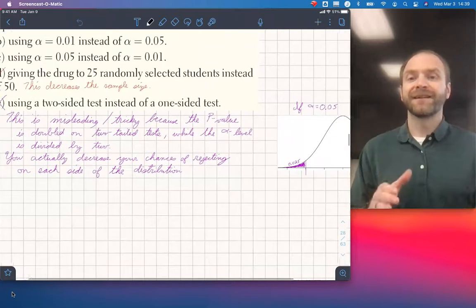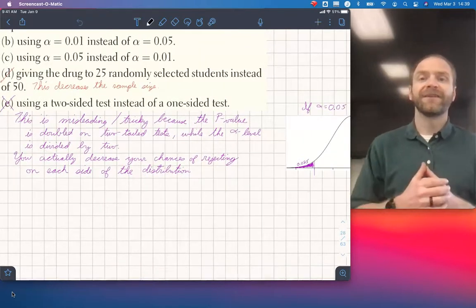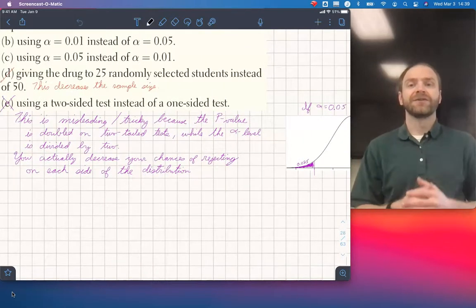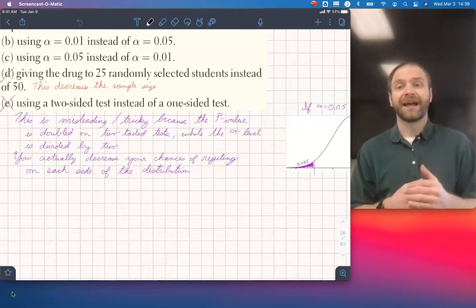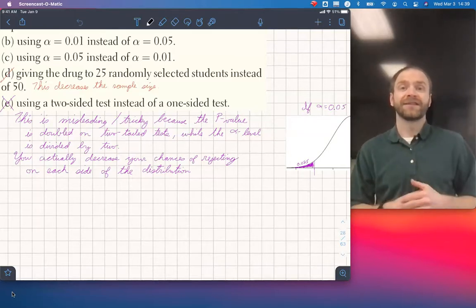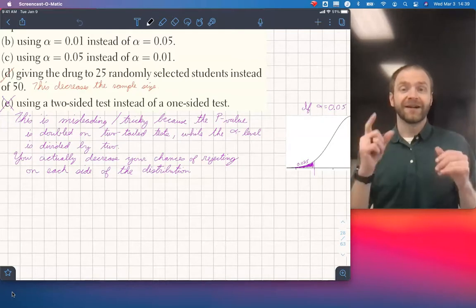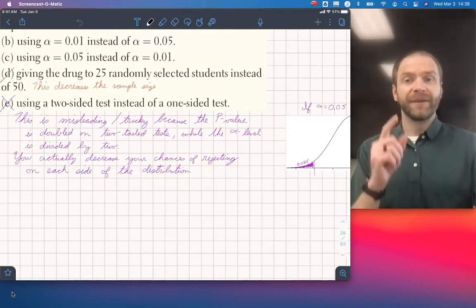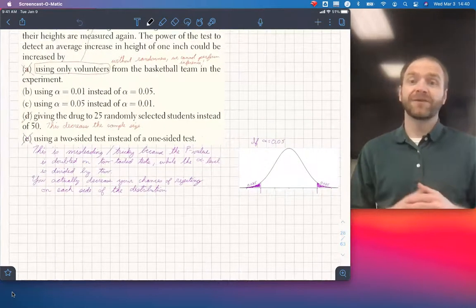And this is a misleading answer, or a tricky one, because the p-value is doubled on a two-tailed test, but the alpha level is cut in half. So you actually decrease the rejection area in each tail when you do a two-sided test. So be aware of that, which means B and C are my choices.